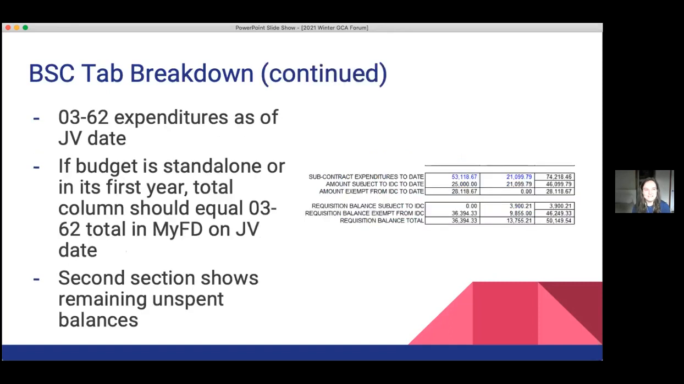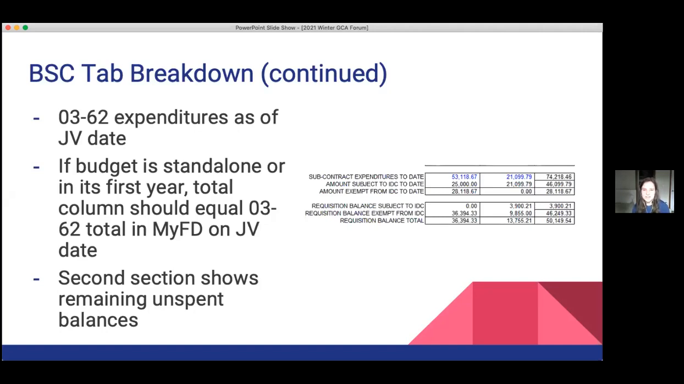If you go down a little bit further in the spreadsheet, there's a total of the subcontract expenditures to date. And this is as of the JV date, the date we're processing this reconciliation. And if the budget is a standalone or in its first year, the sum of the subcontract expenditures to date over in the right column should equal the total 0362 charges in MyFD.